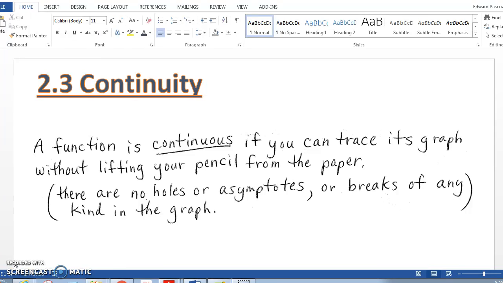2.3 Continuity. A function is continuous if you can trace its graph without lifting your pencil from the paper. So there are no holes or asymptotes or breaks of any kind in the graph. This is a very informal definition of continuity. You can't give this kind of response on the AP test.